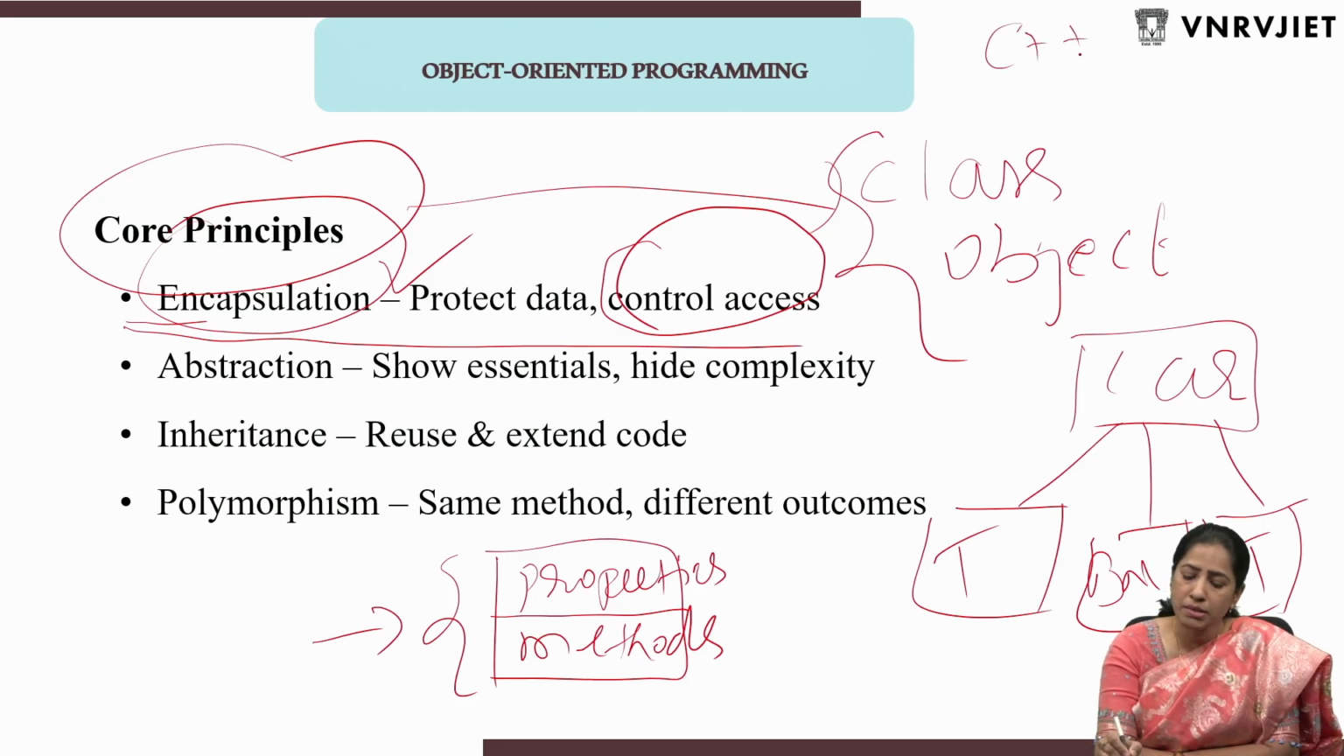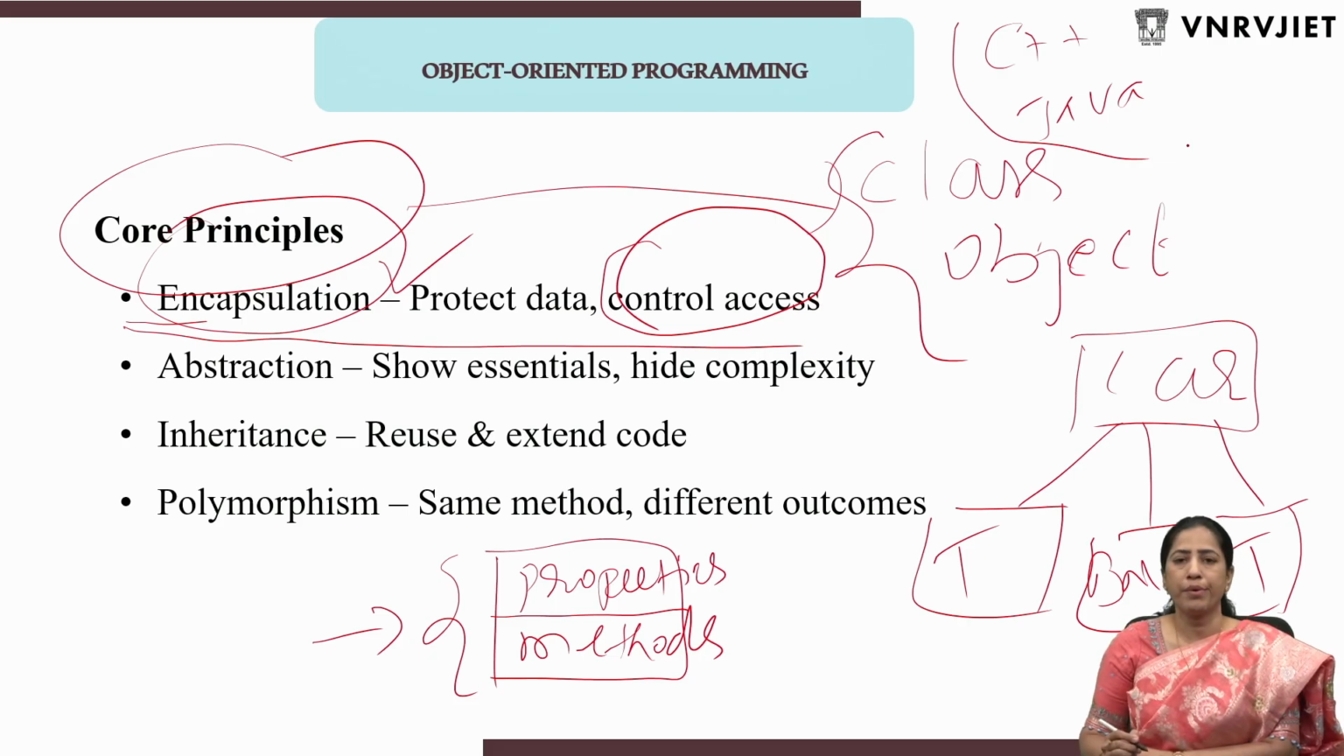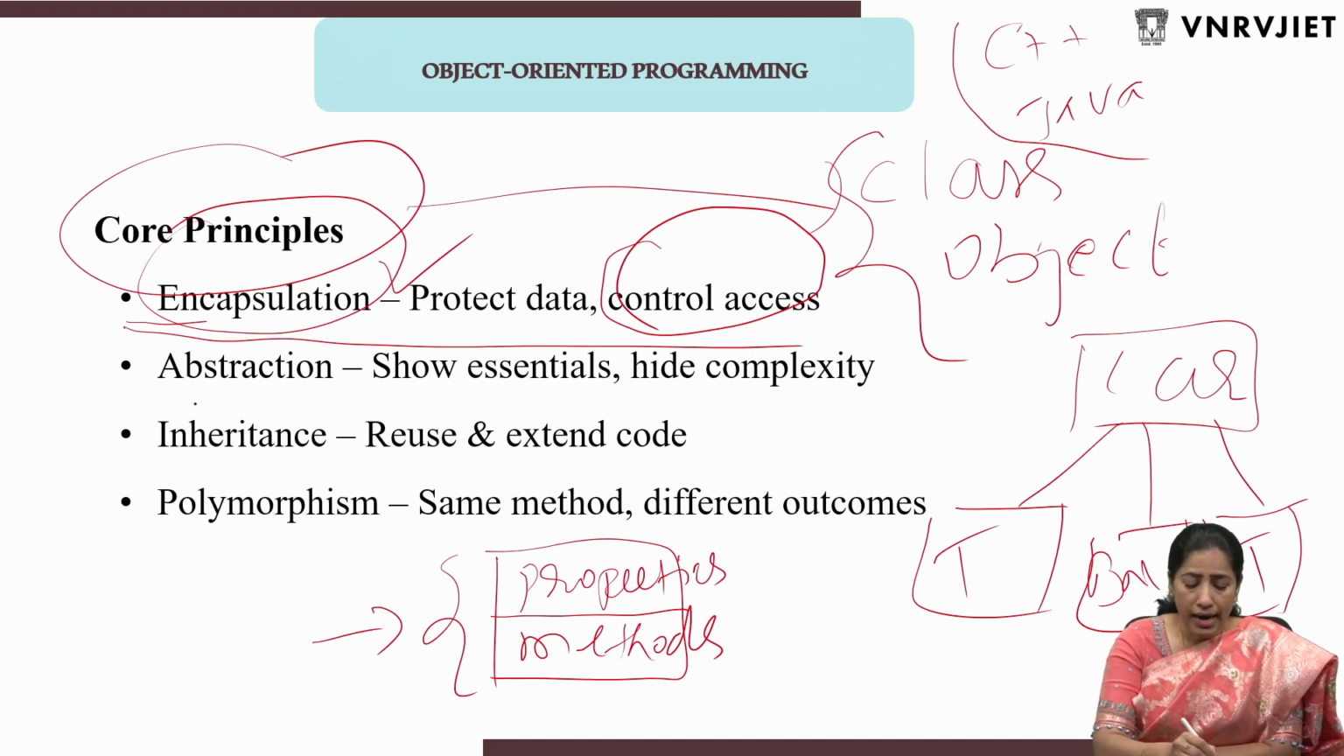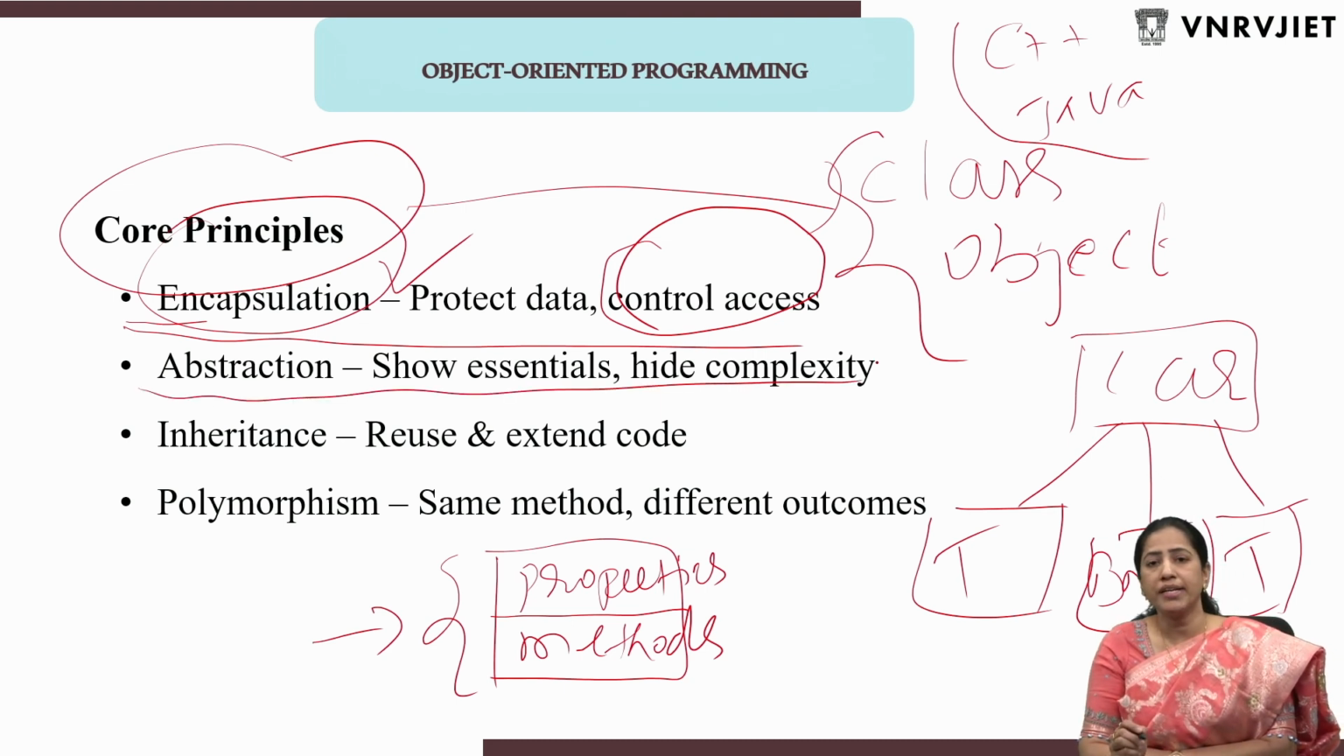Either it is C++ or Java, the famous object-oriented programming languages that we use for creating software applications. Encapsulation is such a principle where we create a program and secure it by encapsulating the data, that means by binding the data at one place. Another principle of object-oriented programming is abstraction.